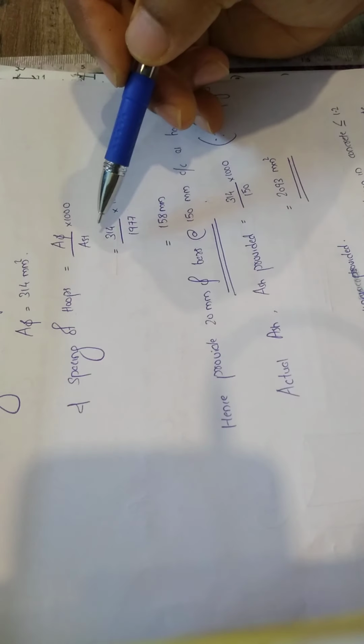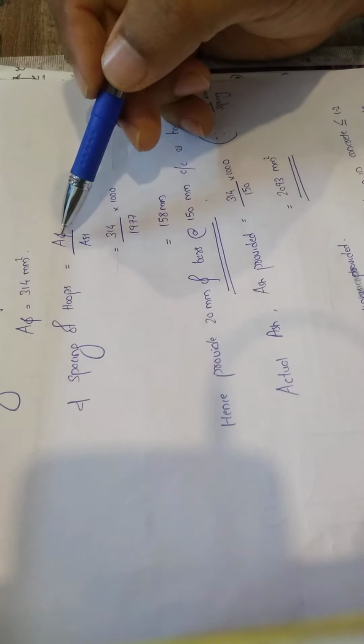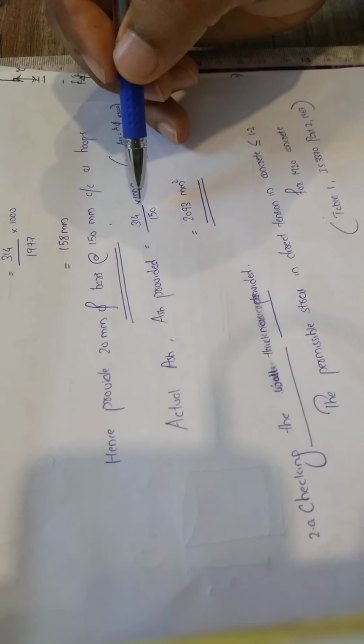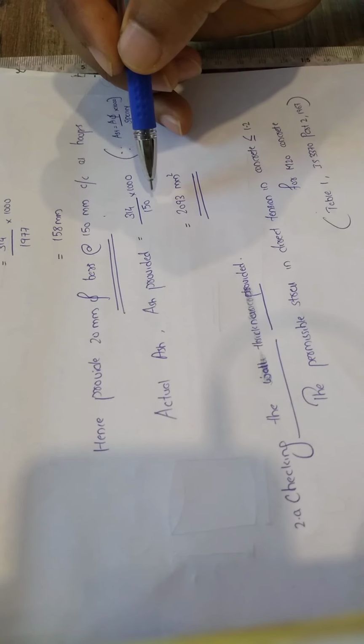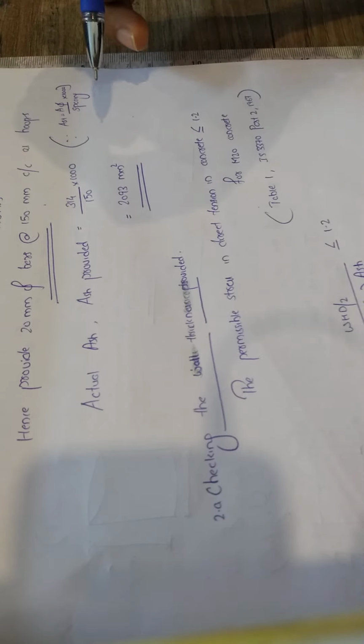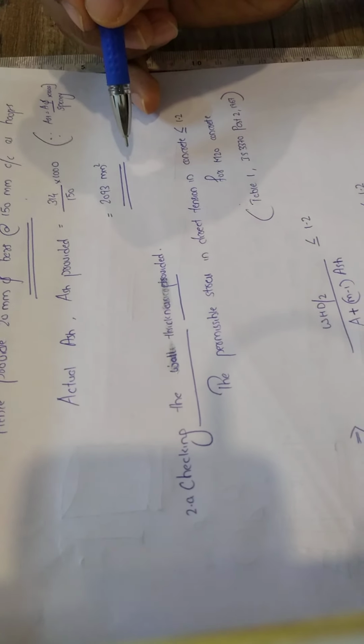We also found out the area provided by using this formula itself. From this formula, if I know the area of 1 bar and the spacing provided, then I can find out the total area, right? Therefore, area of 1 bar is 314 divided by 150, the spacing provided, into 1000 will give you 2093 mm square.